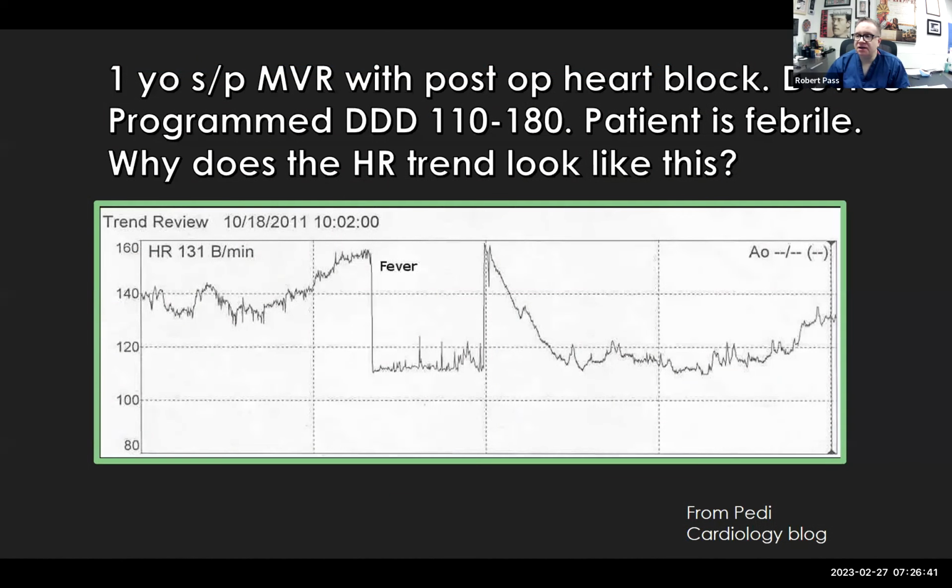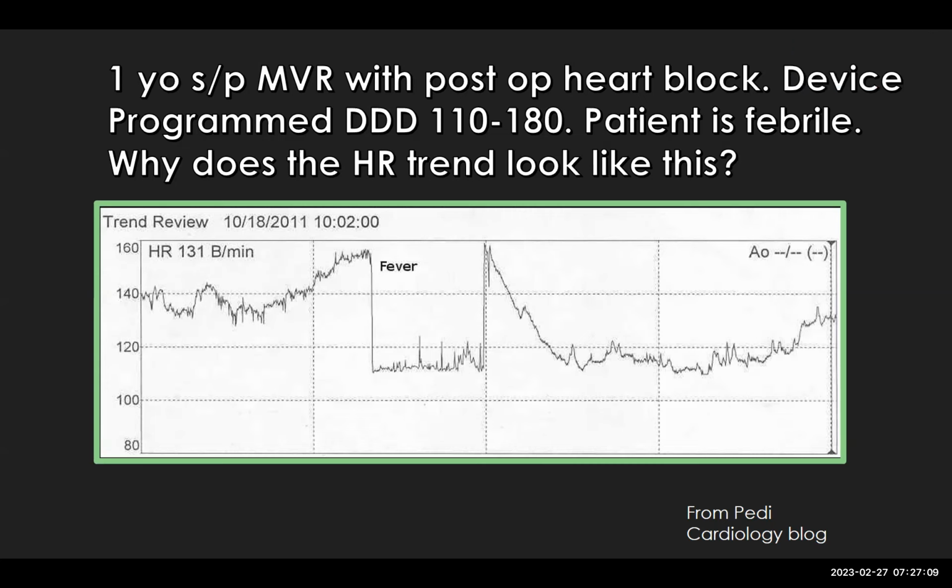This is a 1-year-old status post mitral valve replacement with postoperative heart block. The temporary pacemaker is programmed DDD 110 to 180, and the patient is febrile. Why does the heart rate trend look like this? So why don't we go to David Barris? What do you think, Dave?